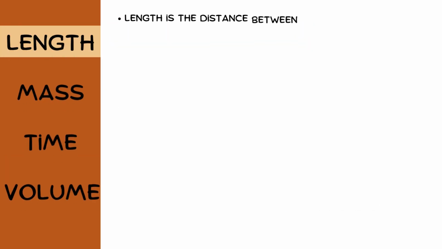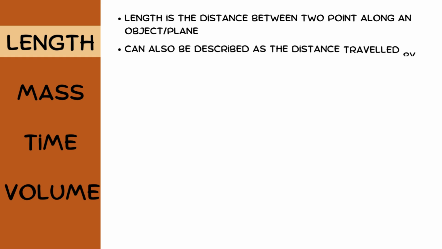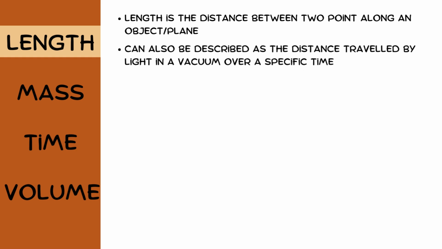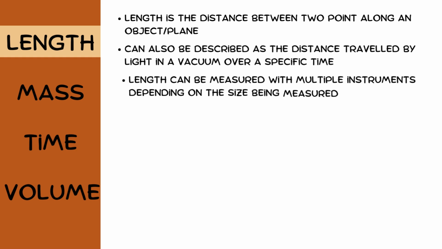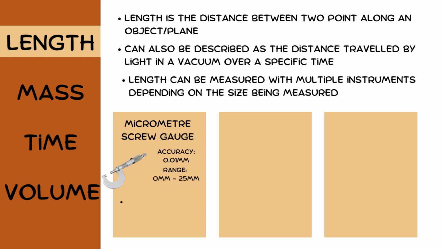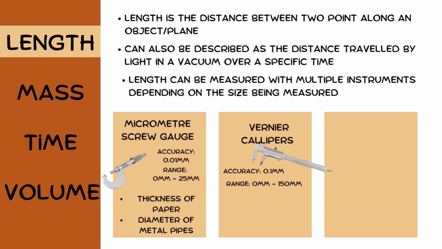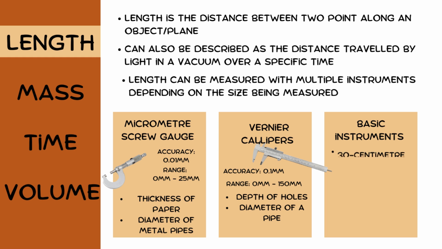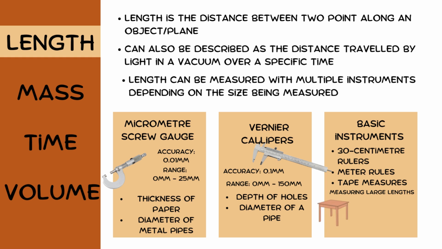Firstly, length is the measurement of distance between 2 points along an object. It can also be considered as the distance traveled by light in a vacuum over a specific time. Length can be measured with different instruments depending on the size of the distance measured. Starting from smallest to biggest, we have the micrometer screw gauge, which can measure the thickness of paper and the diameter of metal pipes, then the vernier calipers, which can measure the depth of holes and the diameter of a pipe. Next, there are basic instruments like 30-centimeter rulers, meter rules, and tape measures, which can measure larger lengths like tables, widths of cups, and heights of cars.